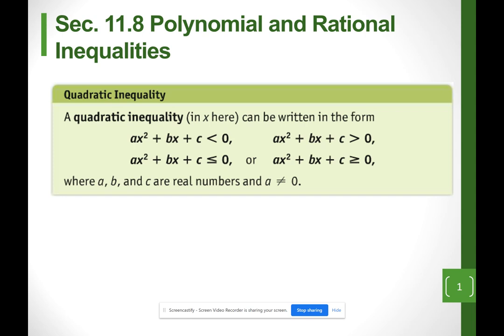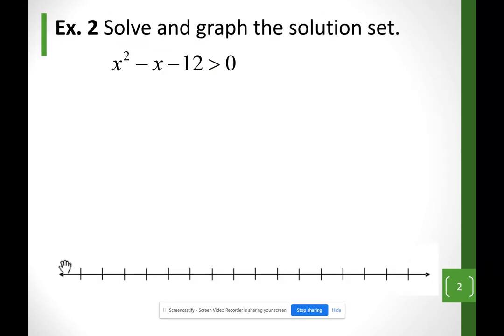All right, so for 11.8, we're going to be dealing with polynomials and rational inequalities. To begin with, inequalities are the symbols less than, greater than, less than or equal to, greater than or equal to. So all these we're going to be dealing with. We're going to be looking for what values of x make our inequalities correct, or make our inequalities true.